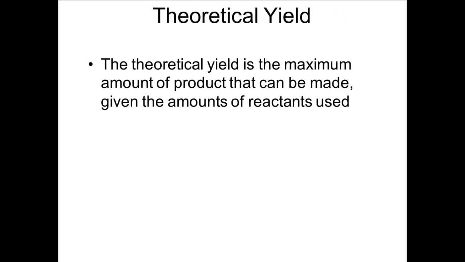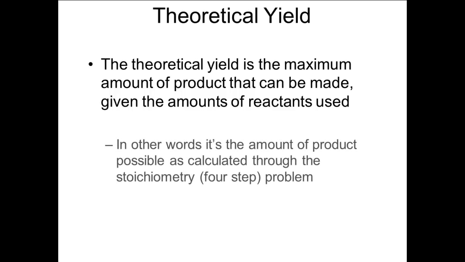Theoretical and percent yield. The theoretical yield is the maximum amount of a product that you can get, given the amounts of reactants you have. It is what we get as the answer to the stoichiometry, that is the four-step calculation.